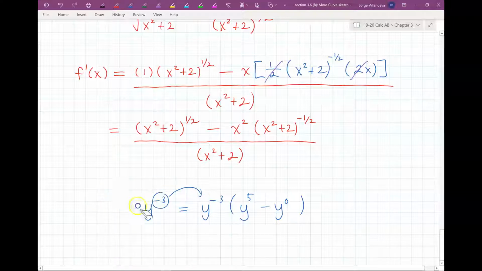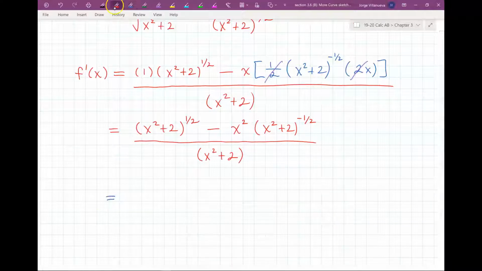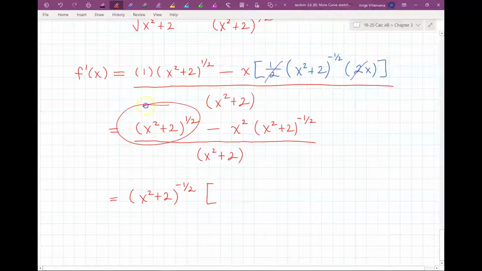So, now that you've seen this, what do you think I'm going to factor from the top? The negative 1/2 term, right? So, x squared plus 2 to the negative half. Okay? So what remains of the first term right here? What's left over? It would be x squared plus 2 to the 1/2 minus a negative 1/2.